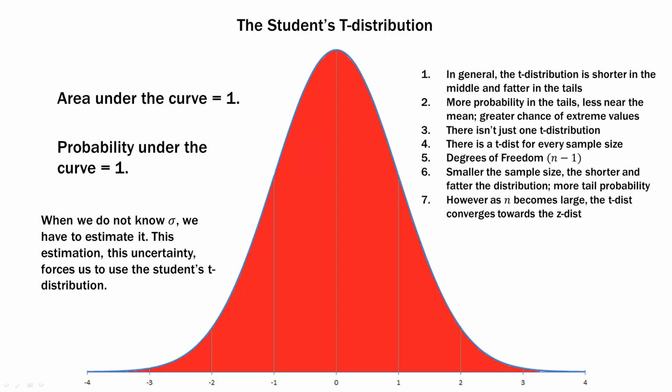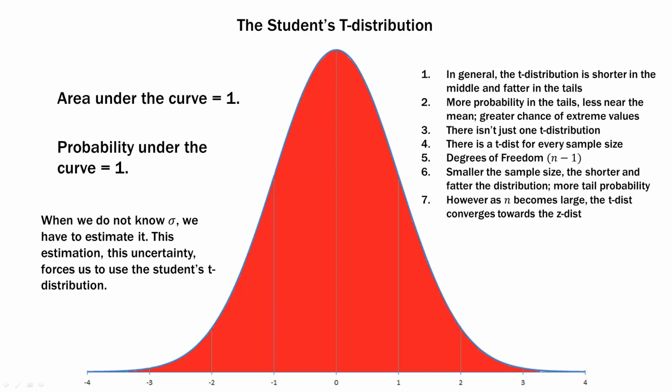Now, number 3, there is not just one t-distribution. In the standard normal curve, there's just one of them. It's the standard normal curve. But for a student's t-distribution, there is a t-distribution for every sample size. The t-distribution is referred to as the t-distribution for some degrees of freedom. In this case, the degrees of freedom is our sample size n minus 1. So if our sample was 30 in size, our degrees of freedom for the student's t-distribution would be 29. And we'll talk about that again in a second.